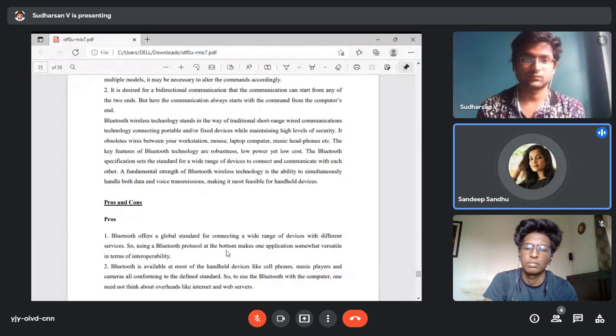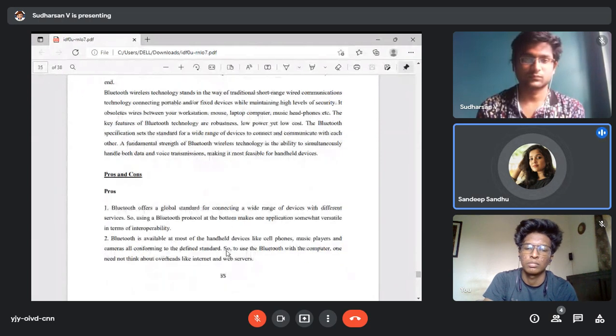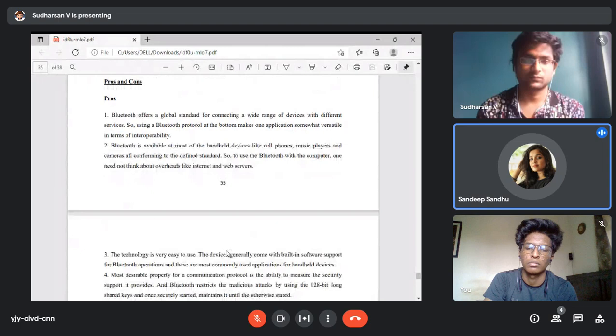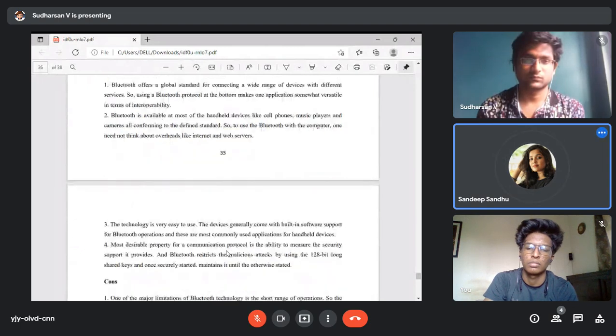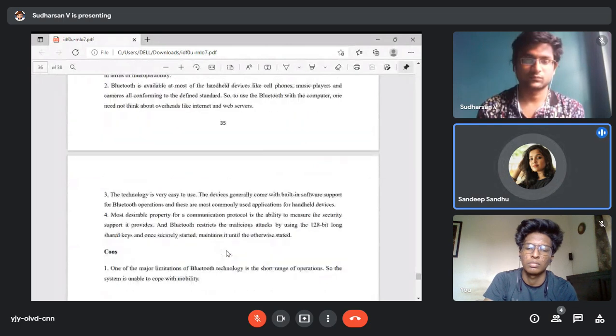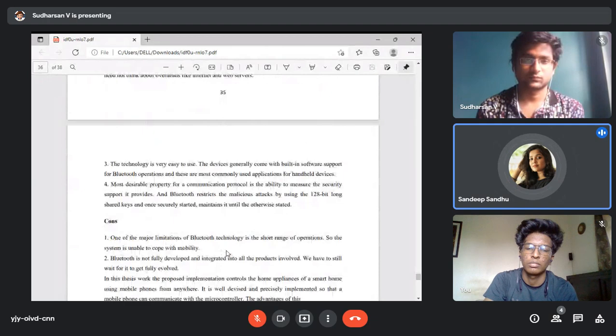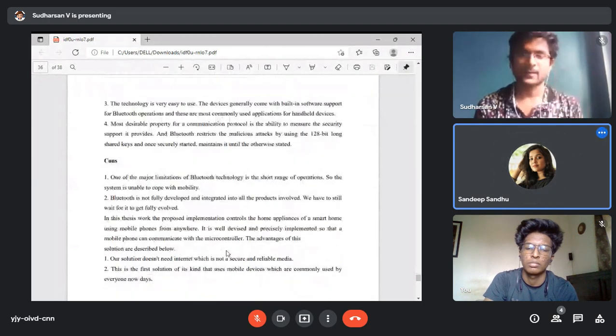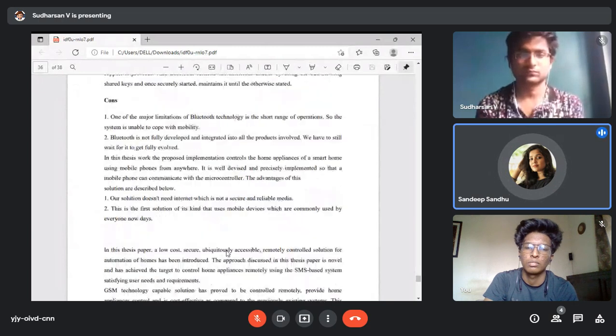Bluetooth offers a global standard for connecting a wide range of devices with different services. So using a Bluetooth protocol at the bottom makes an application more versatile in terms of interoperability. The technology is very easy to use. Devices generally come with built-in software support for Bluetooth operation, and these are the most commonly used applications for handheld devices. Cons. One of the major limitations of Bluetooth technology is its short range of operation.